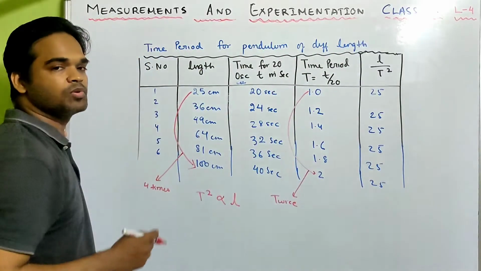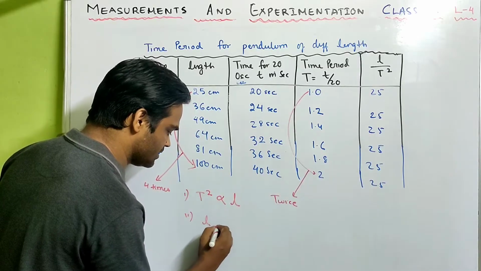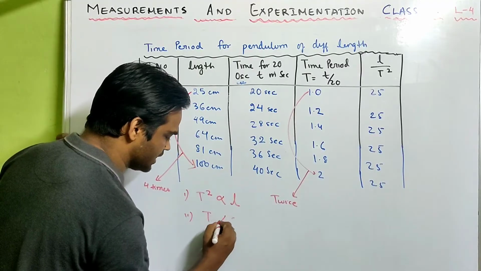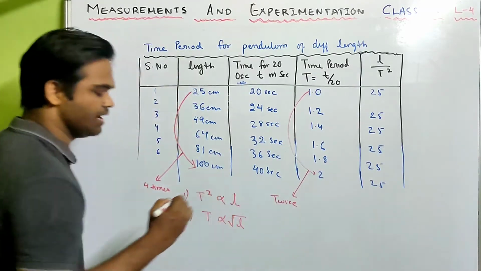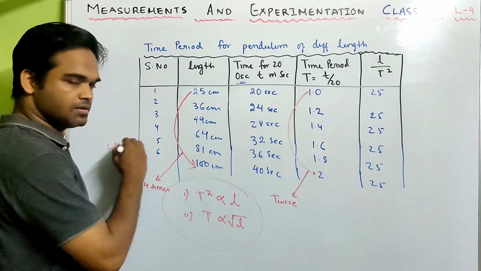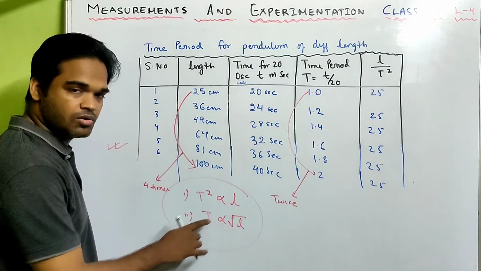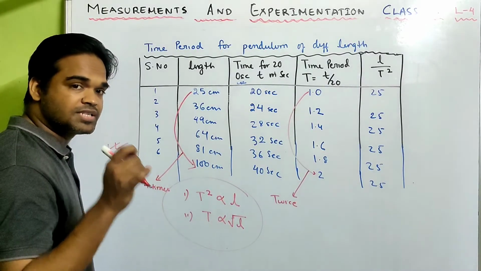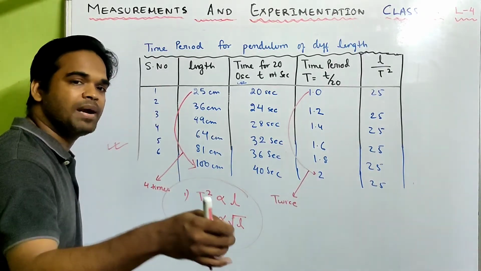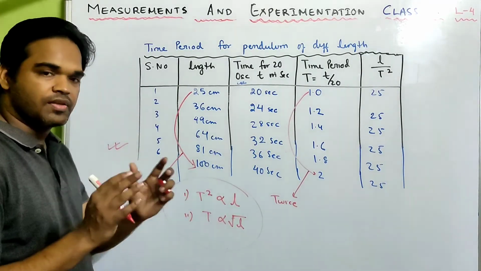T square is directly proportional to the length, which means you can also say T is directly proportional to the square root of length. We can say this also. So by this experiment, we conclude that the time period of a simple pendulum is directly proportional to the square root of the length of the pendulum. Am I clear? Now let us see the graph.